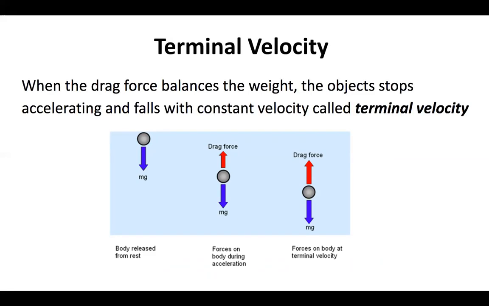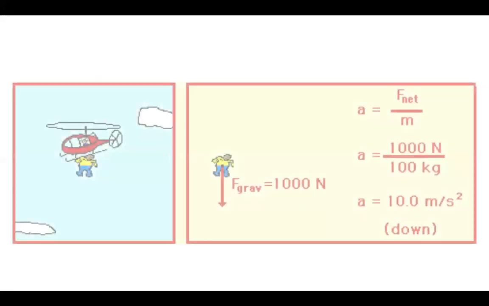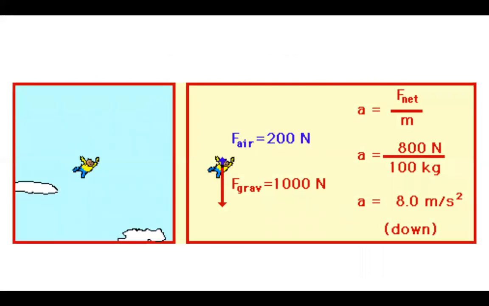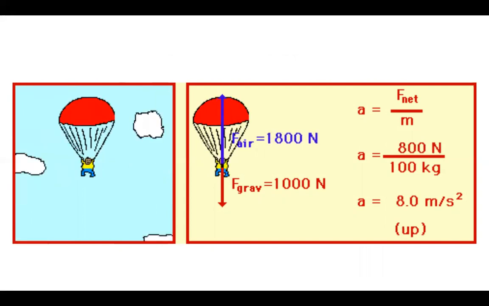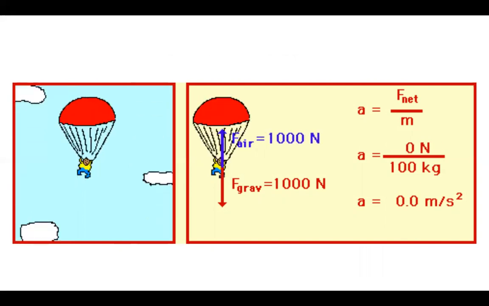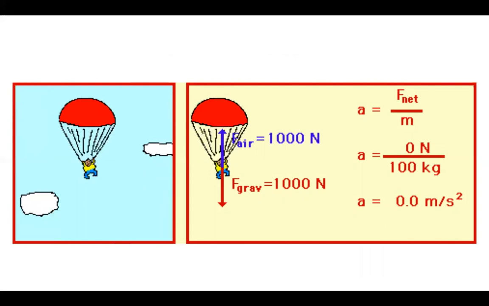Again, when the drag force balances the weight, the object stops accelerating and falls with a constant velocity called terminal velocity. So in this diagram, when the drag force balances the weight, the net force acting on the object is 0. So as velocity increases, the drag force increases, which decreases the net force. I provided a picture of a parachuter starting from rest. As he falls, the air drag increases eventually to balance his weight. And here the weight is balanced and we can see that acceleration is 0.